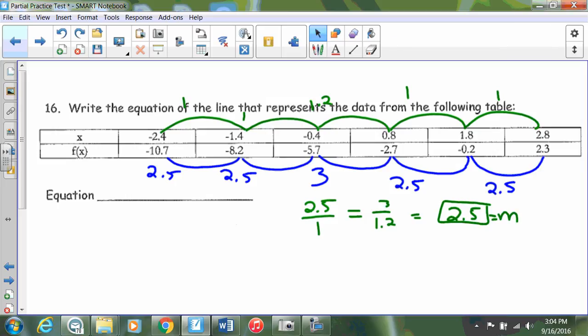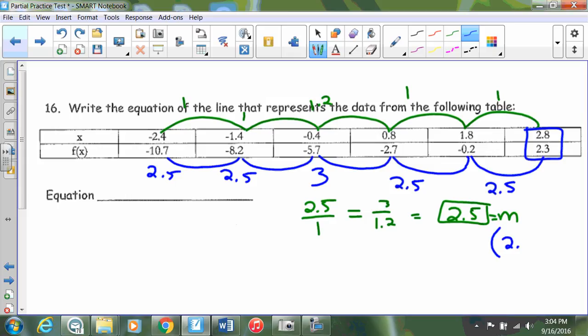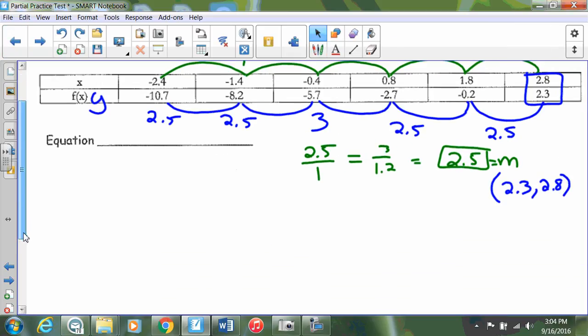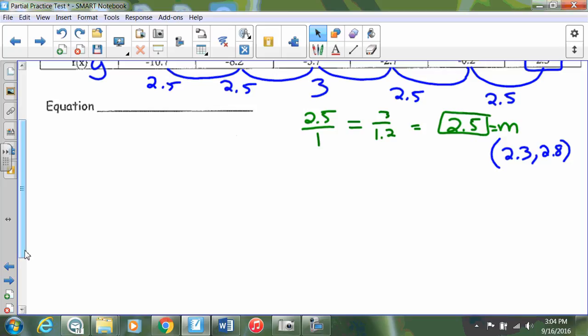And let's pick a point. All the points are lovely. Why don't we go with these points over here? They're both positive. So that's a 2.3. Once again, when we see f of x, that's just a y. It's another name for y. We learned that, I believe, in our first unit. So 2.3 comma 2.8 is our point. And we're going to go ahead and plug those into our long formula.